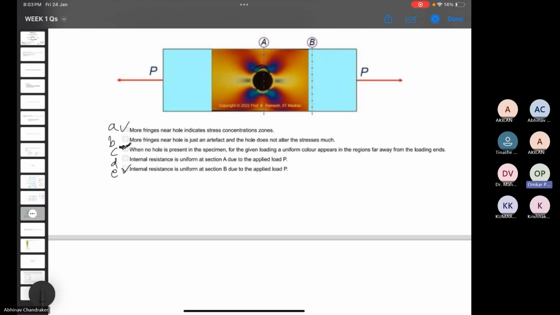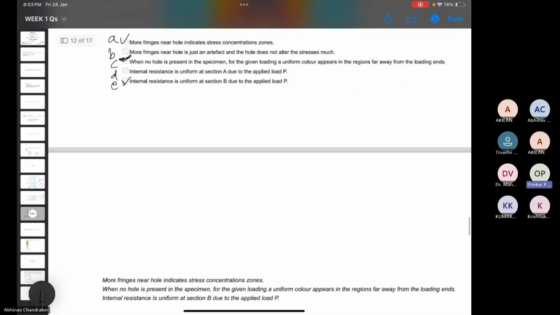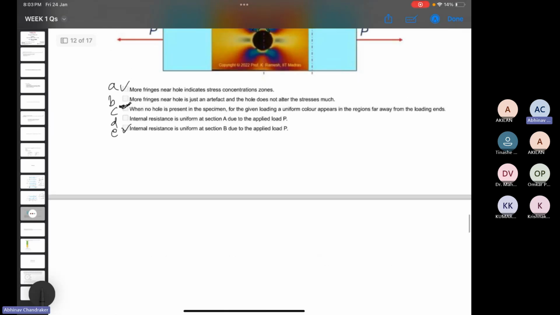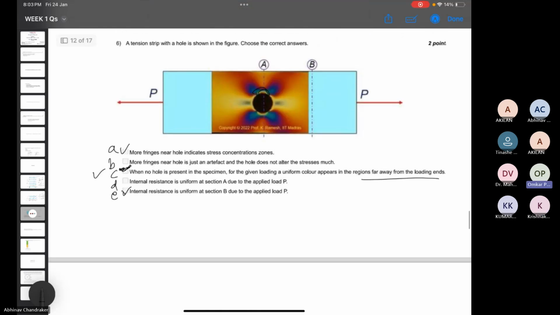B will have uniform section. A cannot be uniform. Okay, but C will be correct actually. If you read it carefully, it talks about how the stresses will be far away from the loading ends when no hole is present. But sir, when we are twisting, when we are applying moment only, we will be getting high stresses at the ends.